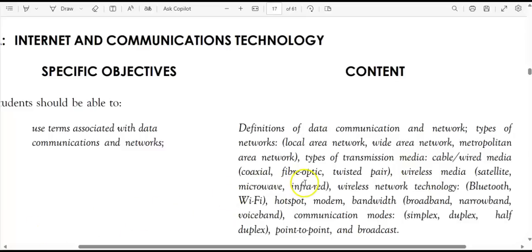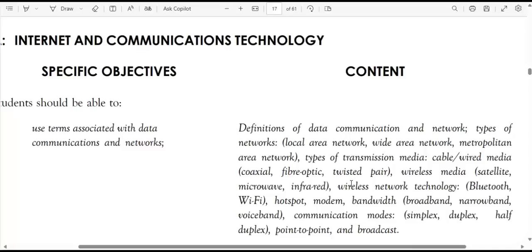Another example of cabled wired media, which is a type of transmission media, is fiber optic. Now, what does fiber optic mean? It's an example of cabled wired media. A fiber optic cable transmits data as light pulses through very thin strands of glass or plastic fibers. Because data travels as light, fiber optics can carry large amounts of data at very high speed over long distances with minimal loss.